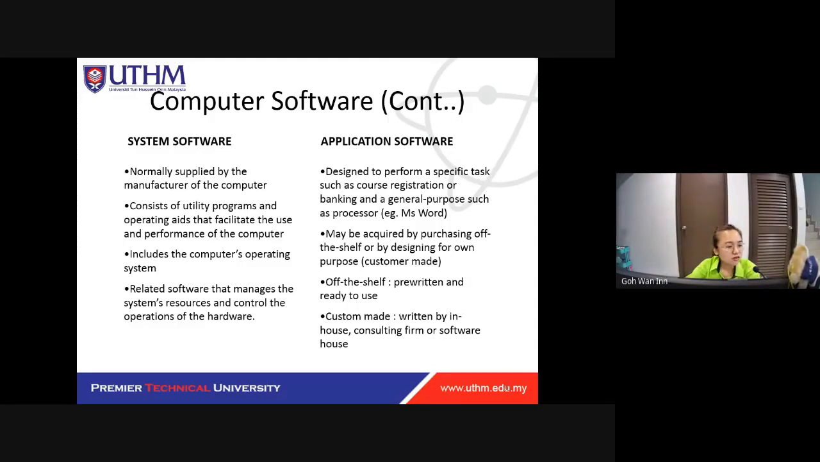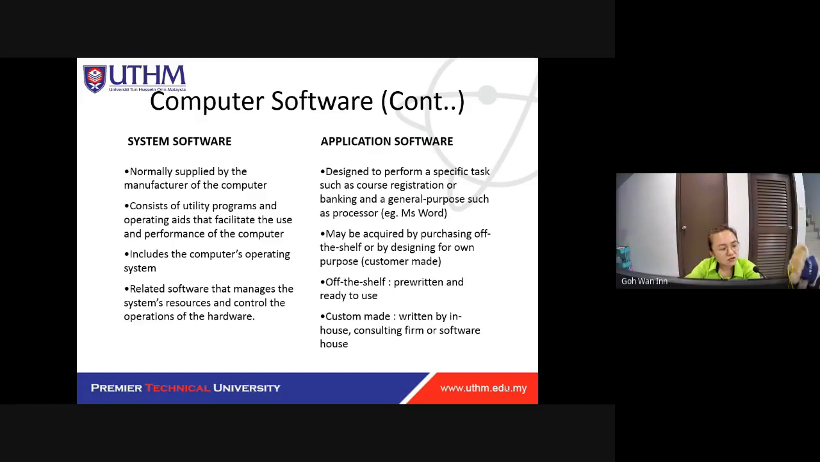So system software is normally supplied by the manufacturer of the computer. It consists of utility programs and operating aids that facilitate the use and performance of the computer, including the computer operating system. Okay, later, next slide, please be patient. It is related software that manages the system resources and controls the operations of the hardware.